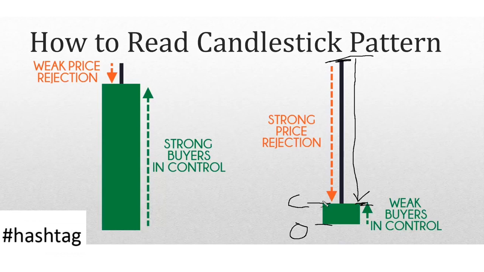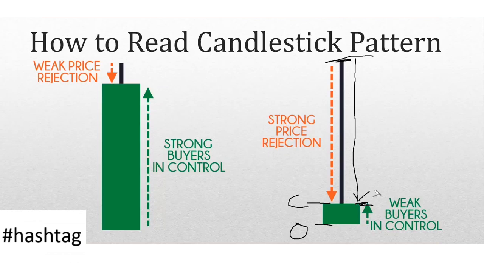It tells you that yes, the buyers did push the price up slightly higher for the session, but there was an immense amount of selling pressure, a strong price rejection, that actually pushed the price lower during the session. So you can see that over here, this isn't a very bullish pattern. In fact, it's quite bearish, as it shows you the immense selling pressure by the sellers.